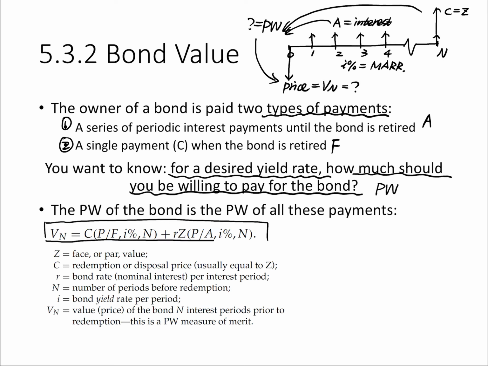Okay, so the present worth of the bond is the present worth of all these payments, which can be calculated by this equation. Either you can draw this cash flow diagram and convert the different parts of the cash flow, as you remember, by yourself, or you can just use this equation. But to use this equation, you have to know what C is, what the I% is, what N is, what R is, what Z is. Okay, you've got to know all of these variables.